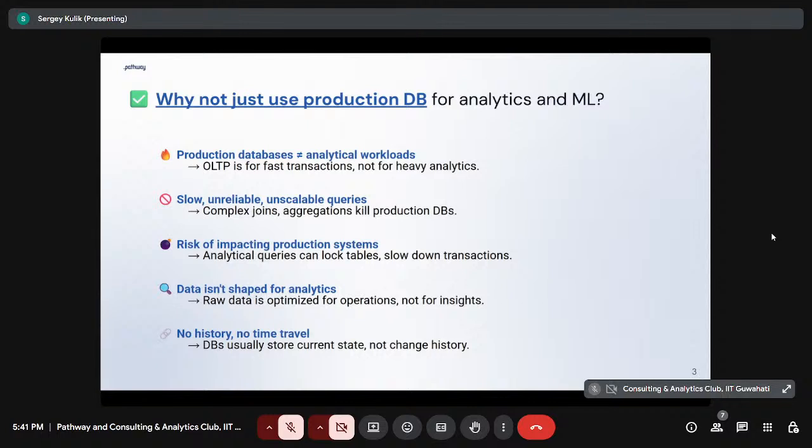Also, the problem in the backend is that usually when you do backend, as a backend engineer, I can say that we don't always think about how the data needs to be shaped for the sake of analytics. So even if we don't have the problem with tables being locked and the resources are consumed, even if we consider that the resources are infinite, which is of course never the case, the data is not in the best shape for analytics.